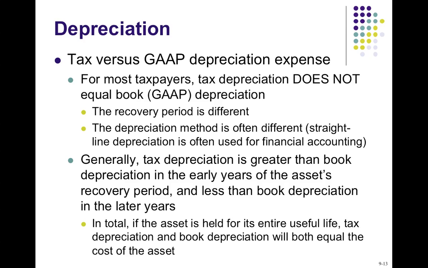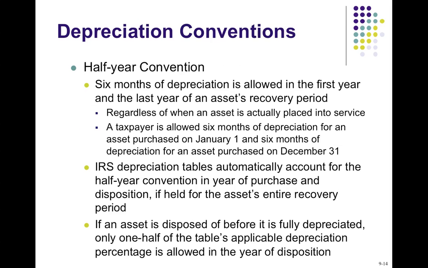But remember, for both book and tax, at the end of that asset's useful life or at the end of the recovery period, regardless if you're looking at tax or GAAP, you will have taken deductions equal to the total cost of the asset. So the difference between tax depreciation and book depreciation are timing differences. It's not a difference in the total depreciation you get to take, it's just a difference in when you get to take those deductions.